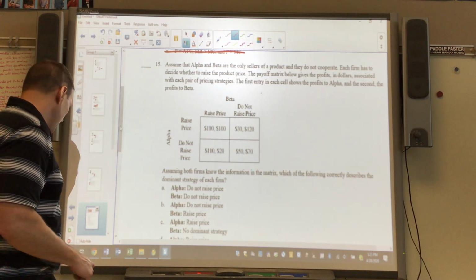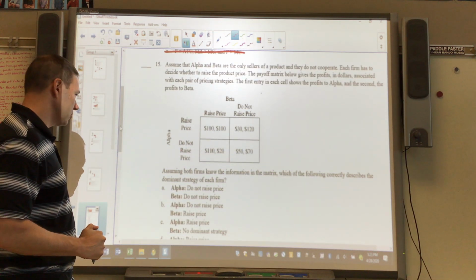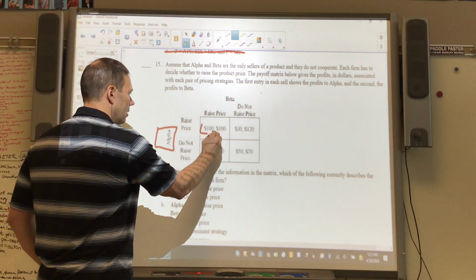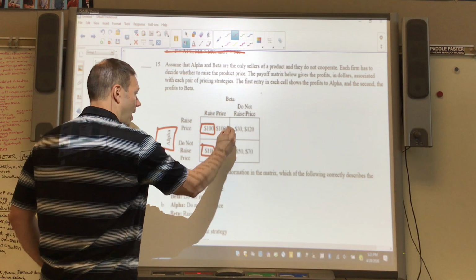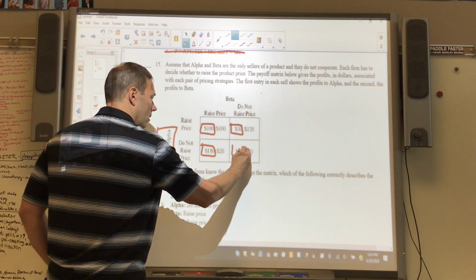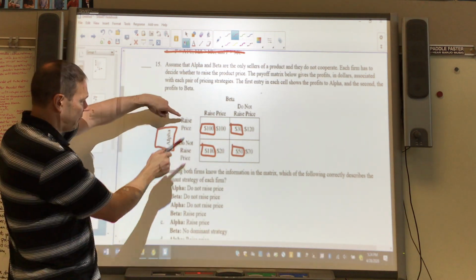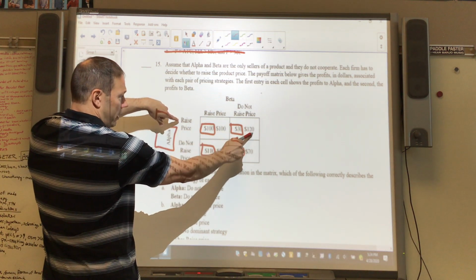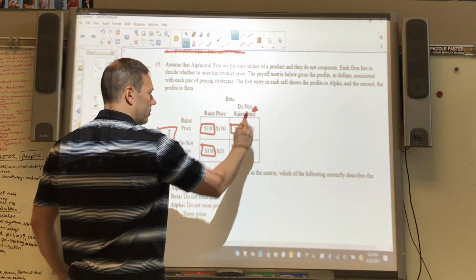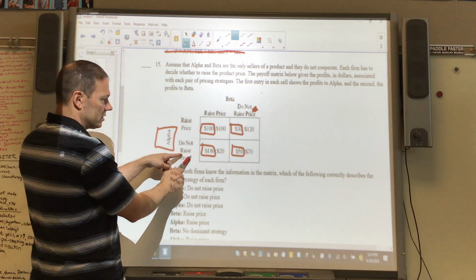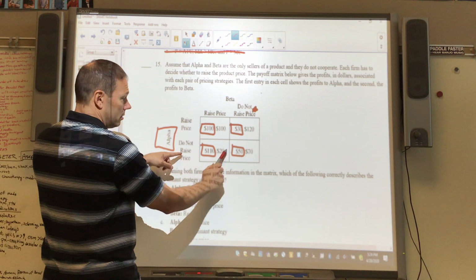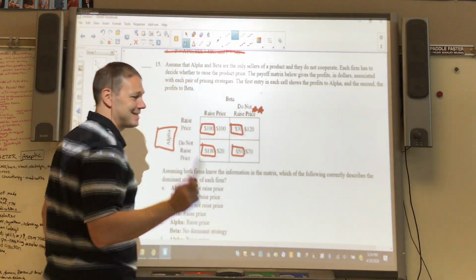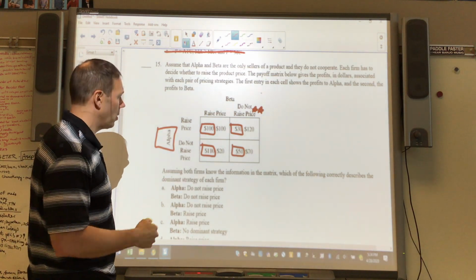All right, number 15. Again, we got our payoff matrix here, so we're going to figure this out. So again, I'm going to put a little box around alpha's outcomes. And so let's just run through this real quick. If alpha raises price, beta would rather not raise the price because they make 120 versus 100, so we put a little star there. If alpha does not raise the price, beta would still like to not raise the price because they make 70 versus 20. So we know that beta's dominant strategy is not to raise price.